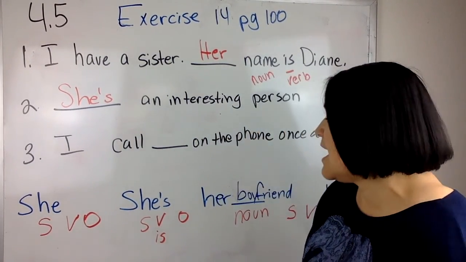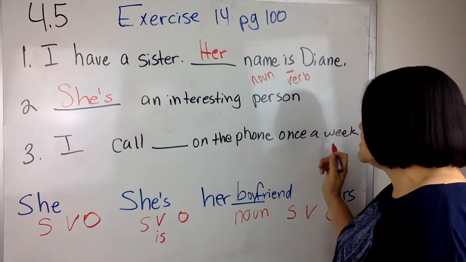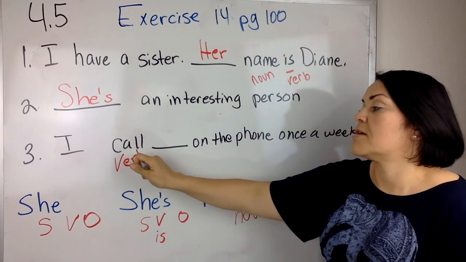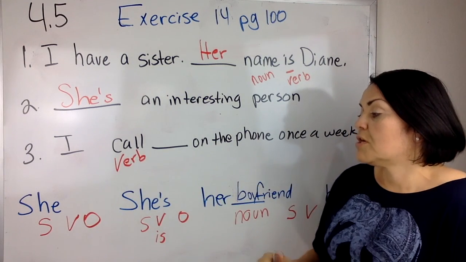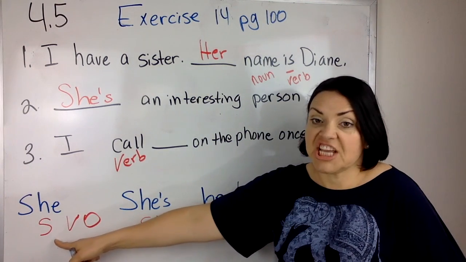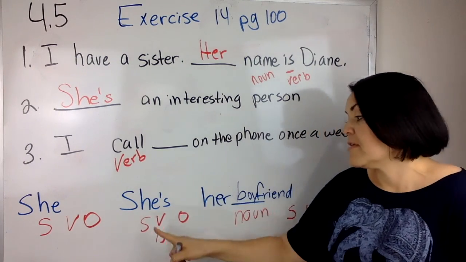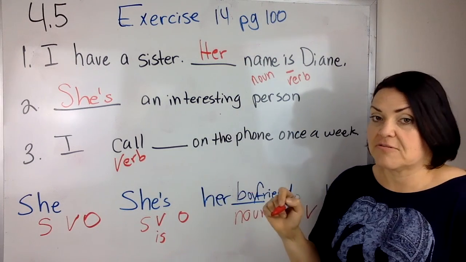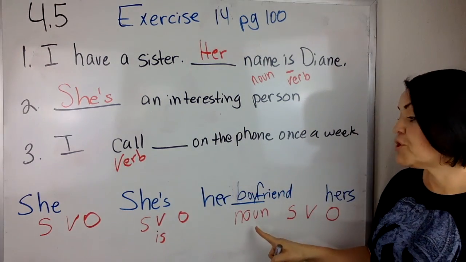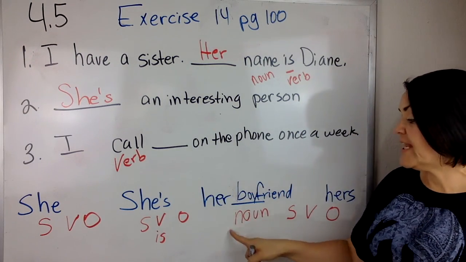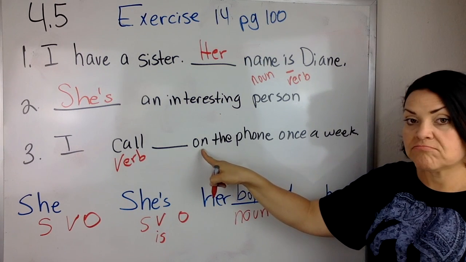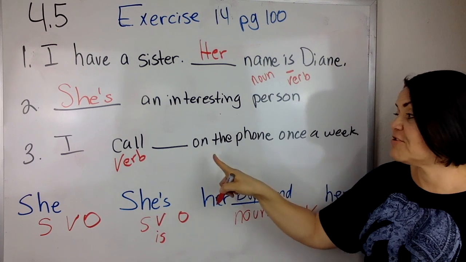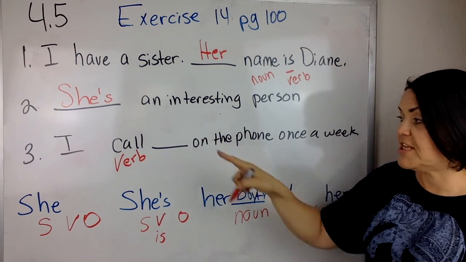Our next sentence, I call on the phone once a week. This is the verb. So it's not this one, "I call she," because this is the subject. This has subject and verb, but this has to be after, right? To use "her," we need a noun. Is this a noun? It's a preposition, right? There's no noun. This is a preposition.